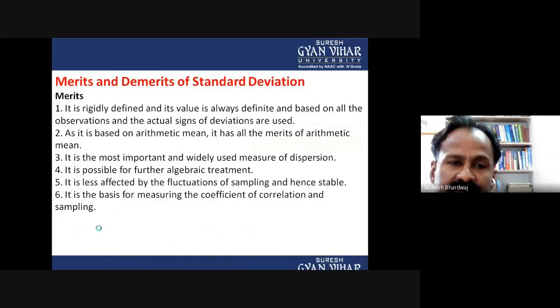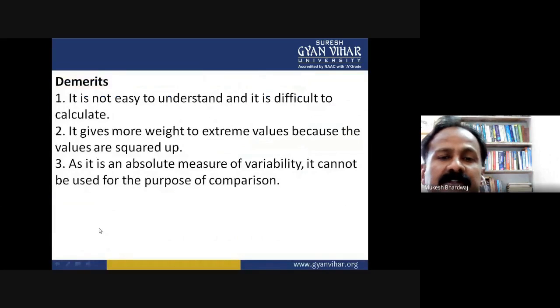Now demerits. It is not easy to understand and it is difficult to calculate. It gives more weight to extreme values because the values are squared. As it is an absolute measure of variability, it cannot be used for the purpose of comparison. So these are the merits and demerits of standard deviation.